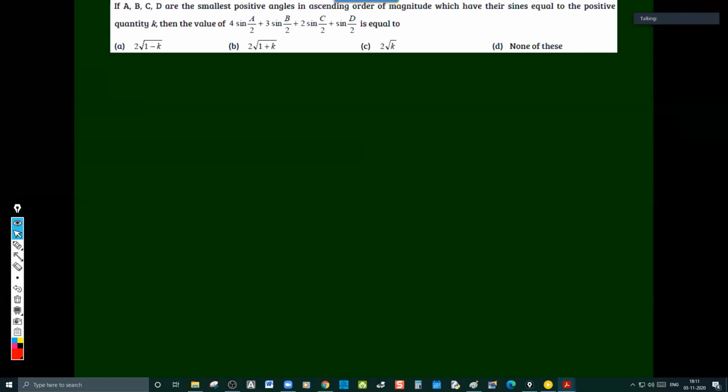A, B, C and D are the smallest positive angles in ascending order of magnitude. That means A is smaller than B, smaller than C, smaller than D. D is the greatest angle. And their signs are equal to the positive quantity k. So we have to find the value of 4 sine A by 2 plus 3 sine B by 2 plus 2 sine C by 2 plus sine D by 2.